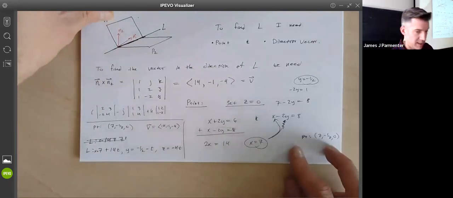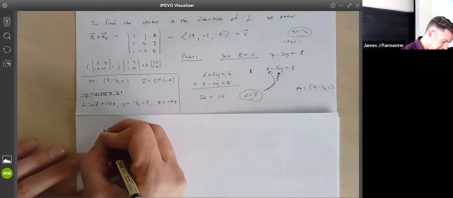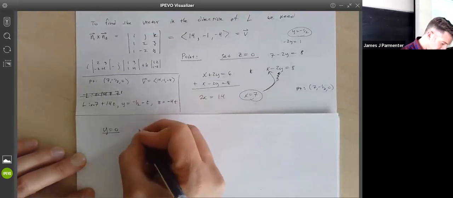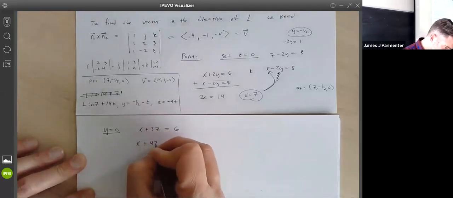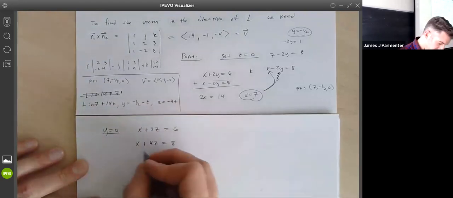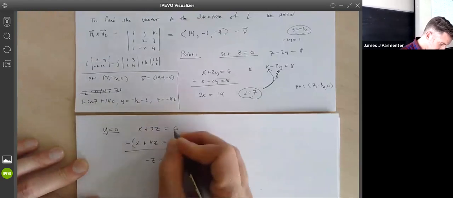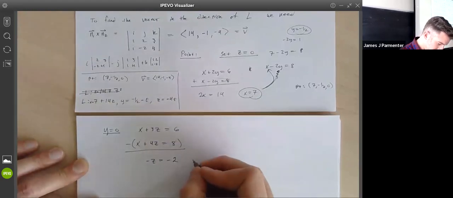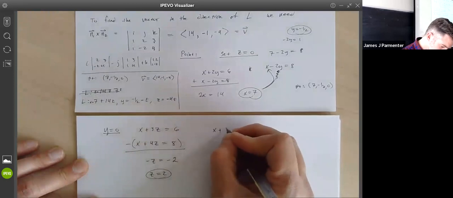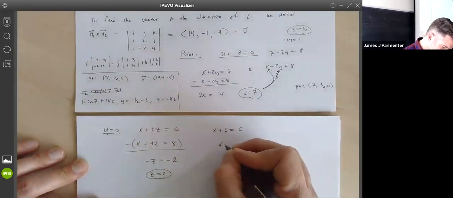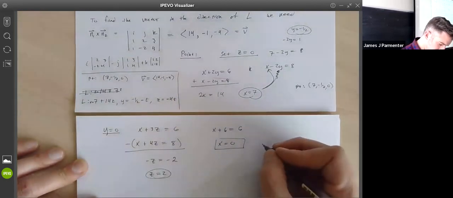Just for example, to quell your fears, if instead I had said let y equal 0, then I have x plus 3z equal to 6, and x plus 4z equal to 8. Then I subtract those from each other because that seems easy. I get 3z minus 4z equal to 6 minus 8, so z equals 2. Then solving for x, x plus 6 equals 6, so I get x equal to 0. That's interesting. And then I also get y equal to 0.